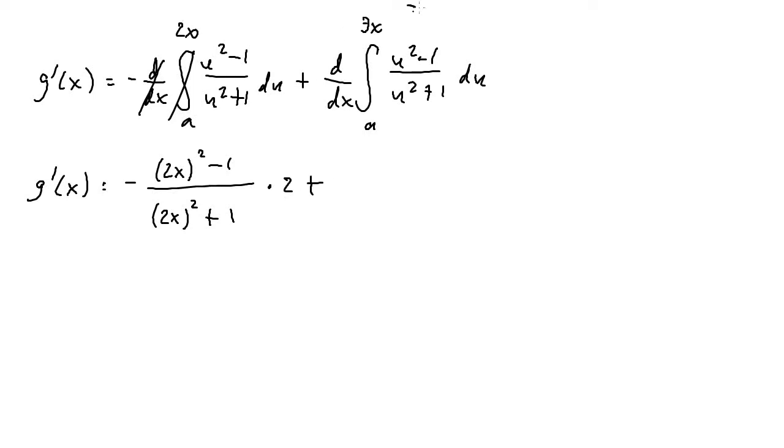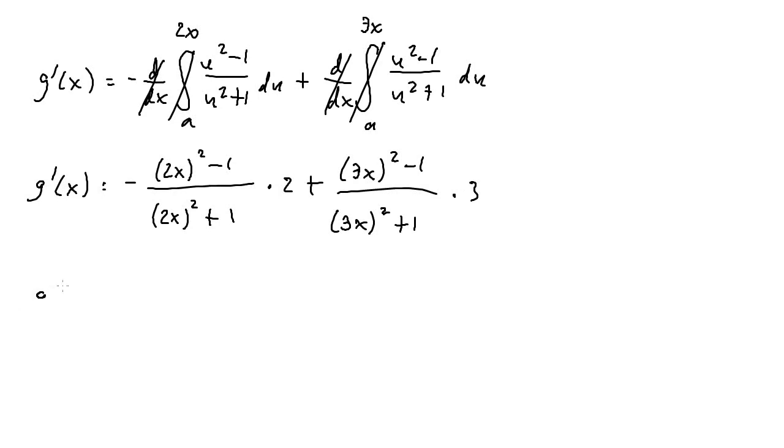Now plus the second integral here, the derivative and the integral will cancel. I'm just going to plug in 3x into the function. So then we get ((3x) squared minus 1)/((3x) squared, but this time plus 1). And because we have something other than x, we have 3 times x, we have to multiply by the derivative of that inside function. And derivative of 3x is just going to be 3.